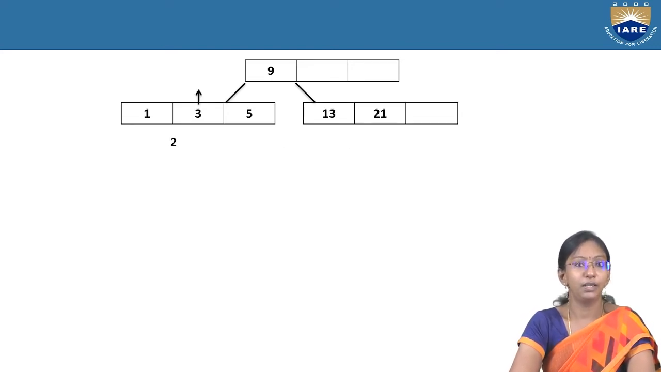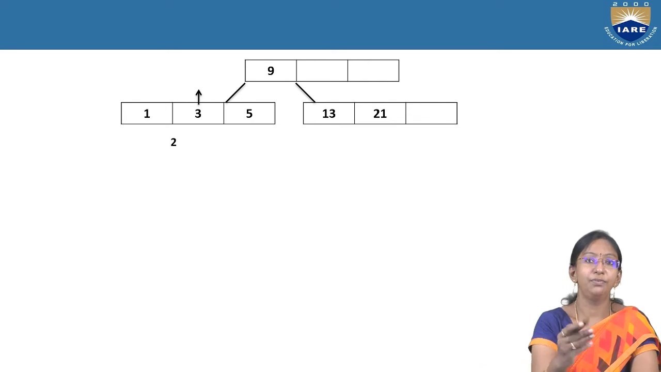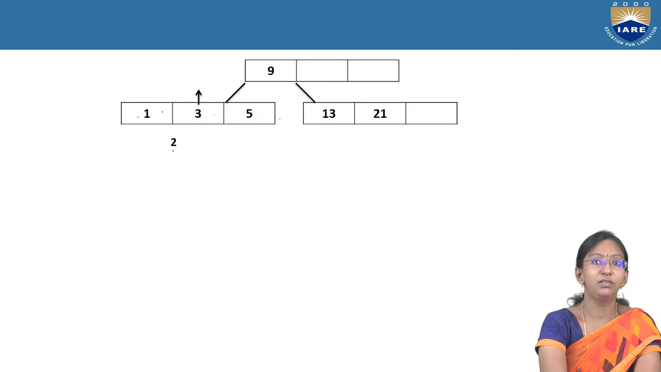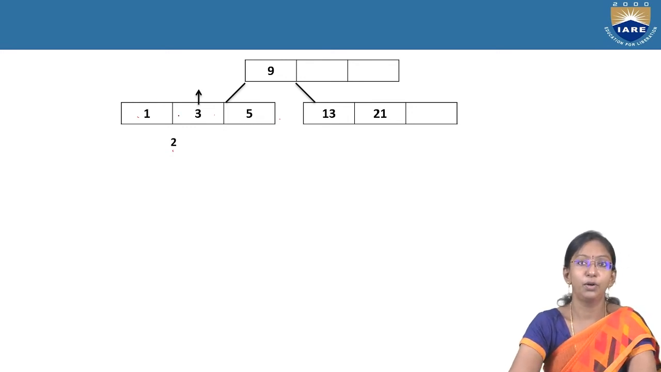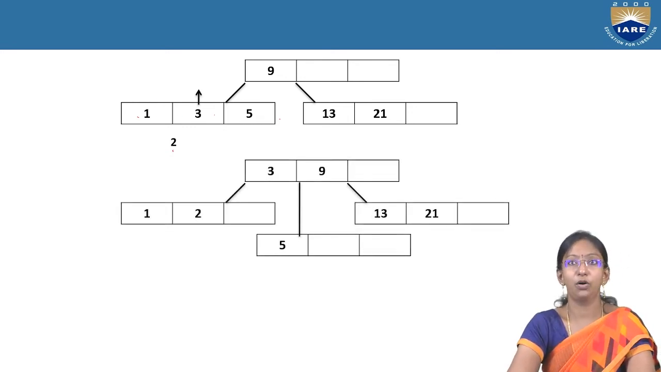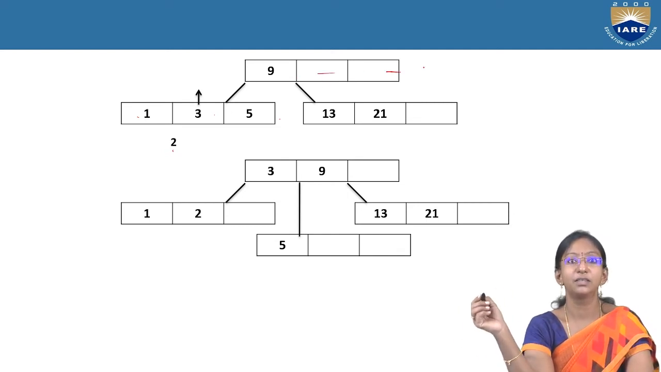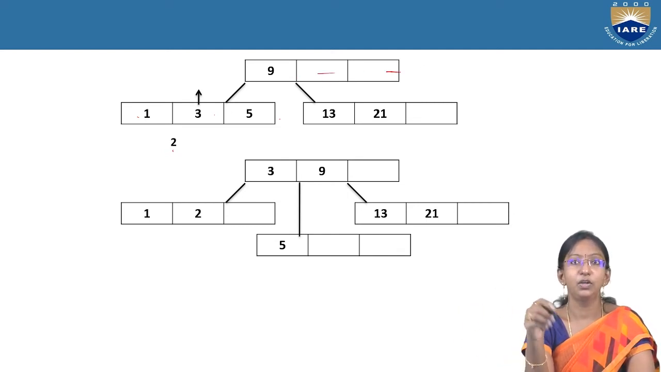Next, what if I try to insert 2? If I try to insert 2, its right position will be 1, 2, 3 and 5. But the node cannot accommodate a 4th element. So the mid value is 3 and it will be pushed to the top. Now the root can accommodate it, because 9 has 2 empty spaces. It is going to give space for 3, right? So it has given space for 3, and this is how it got split.